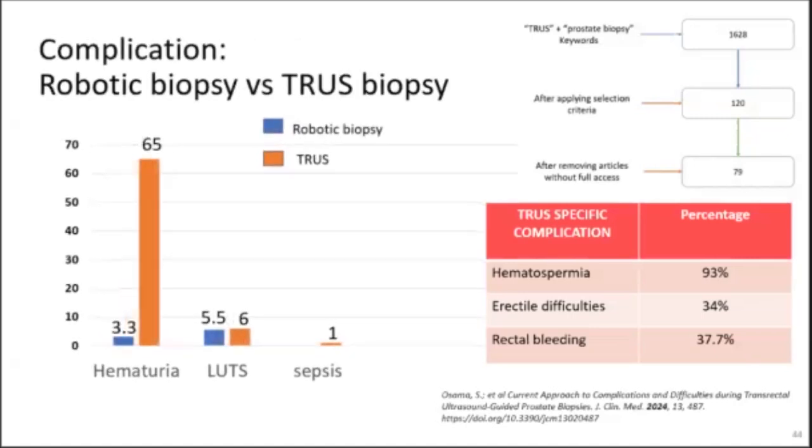If we compare it to the robotic biopsy, in our experience, hematuria was only faced in 3.3% of the patients compared to 65% patients in TRUS biopsy. The rates of lower urinary tract symptoms was similar, and none of our patients faced sepsis. However, in TRUS biopsy, we can see 1% of patients had sepsis.